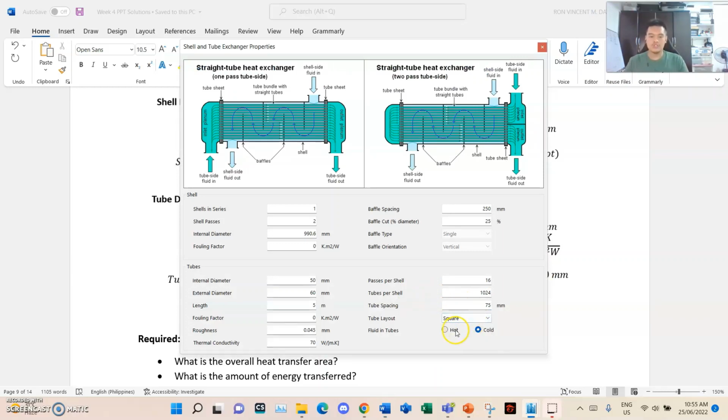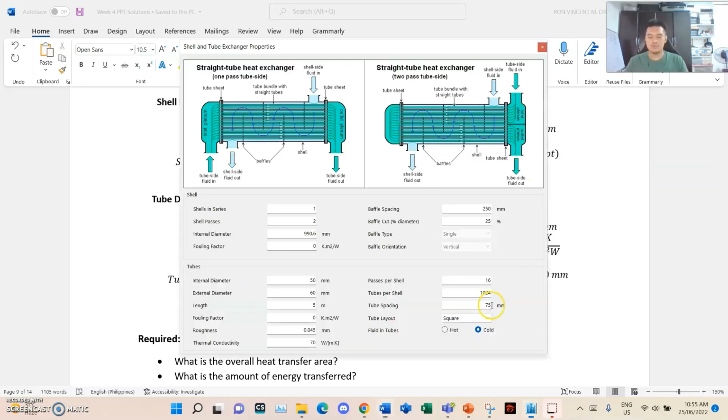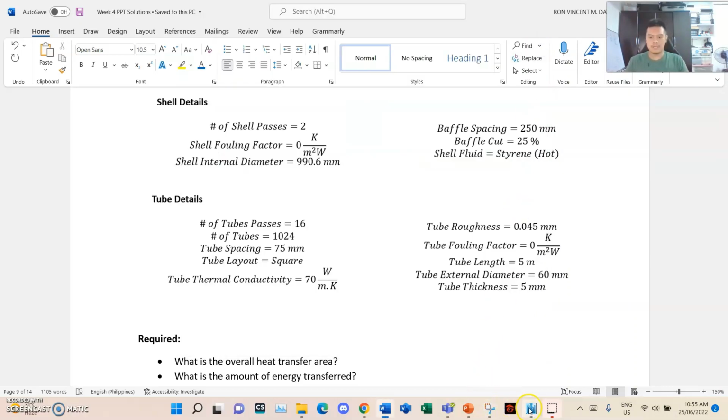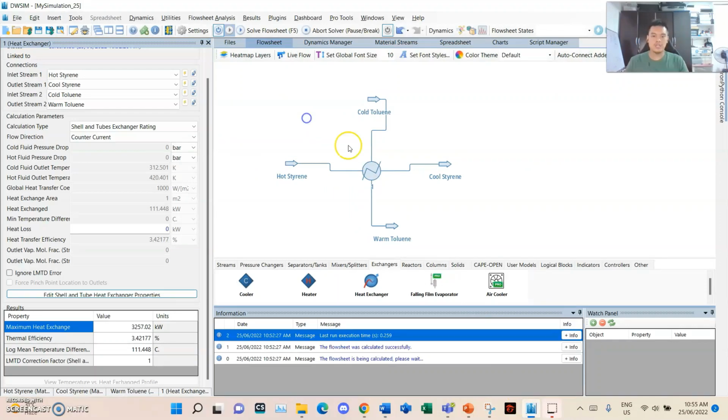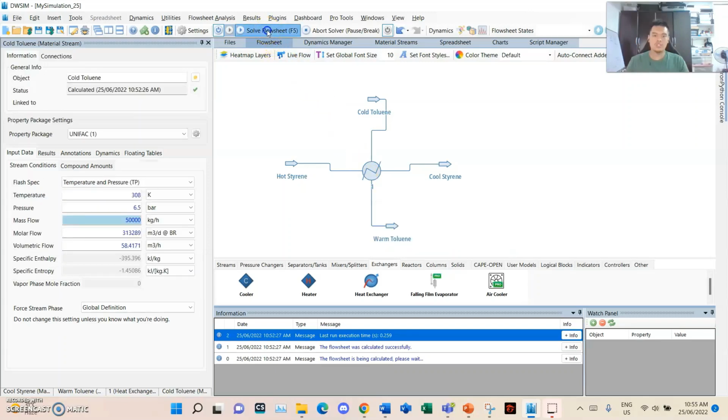Lastly, the fluid in the tubes. If the fluid in the shell is the hot fluid, then by logic, the fluid in the tubes is the cold fluid. So that is all. I press enter again. And we finished specifying our stream details, heat exchanger details. This has already identified the inlet hot and the inlet cold. All we need to do is just solve the flow sheet, and we would have a solved system.